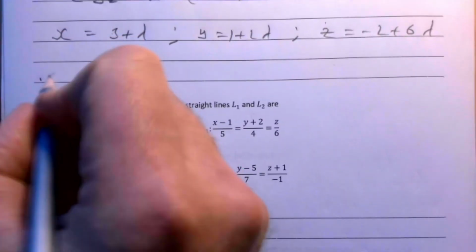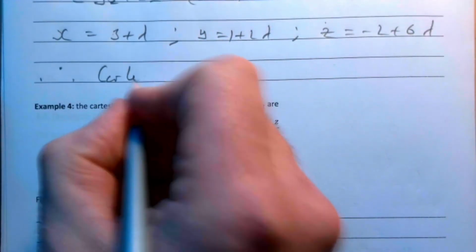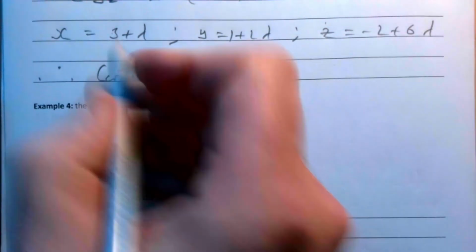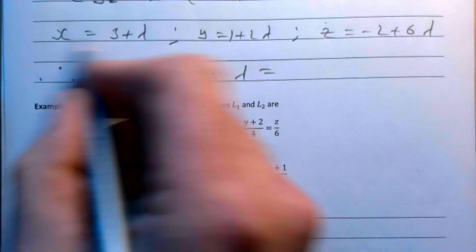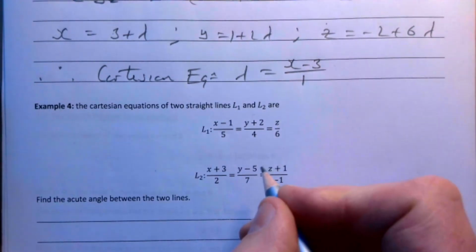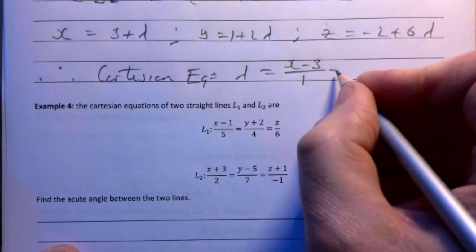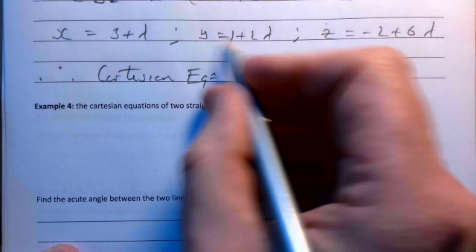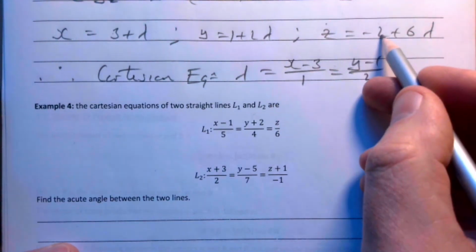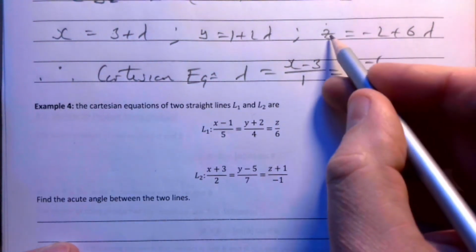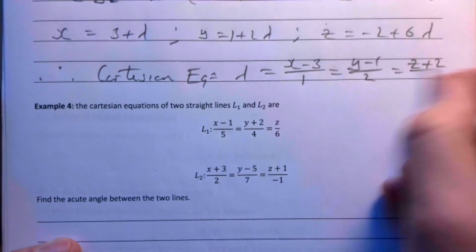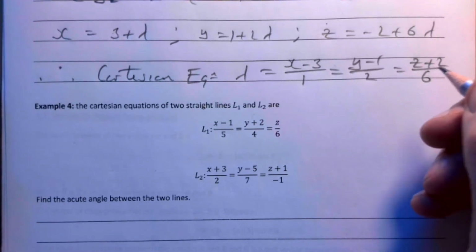So therefore Cartesian equation, lambda equals, so how do I rearrange that? It's just going to be take away 3, so it's going to be x minus 3. You can just leave it as x minus 3, but I do x minus 3 over 1, so just try and keep the same format. That's going to equal then, what am I going to do? y minus 1 over 2. And rearranging this to get lambda, add 2 to both sides, so I go to z plus 2, and then divide by the 6, z plus 2 over 6.